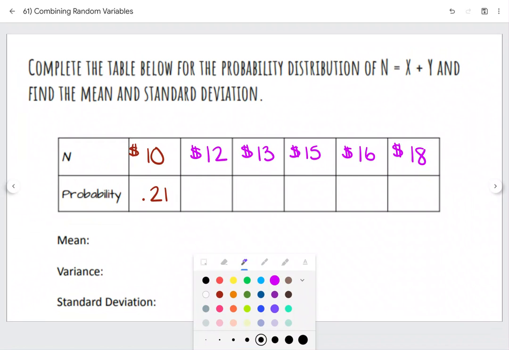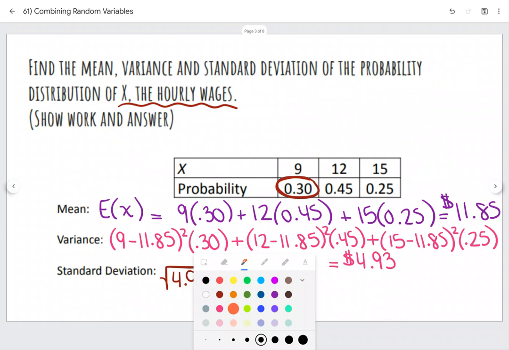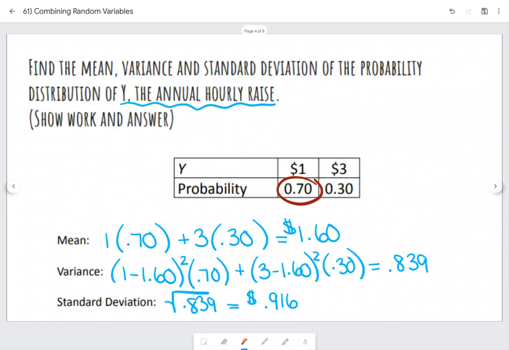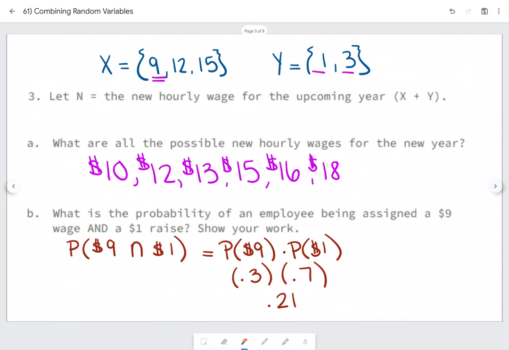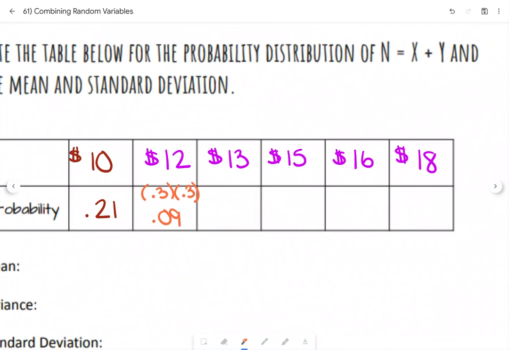If I look here, let's go back. So like for the $12 combination, that was having 9 and 3. So 9 again is 0.3. 3 is 0.3. So this time I'm taking 0.3 times 0.3 to fill in this table here, which we know is going to be a nice 0.09 for us. We are repeating that process for everything in here.